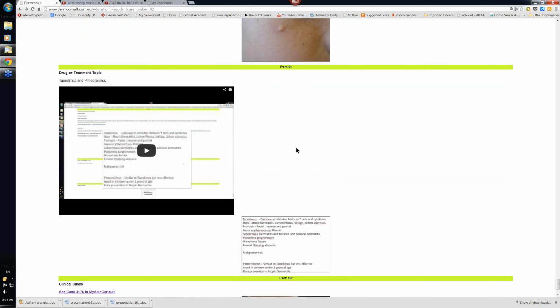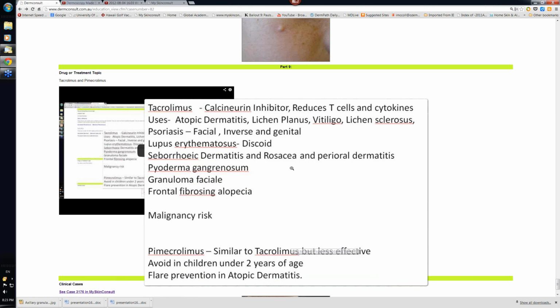The drug of treatment topic this week was going to be tacrolimus and pimecrolimus. These are the calcineurin inhibitors. You know, they're anti-inflammatory topicals that are non-steroidal. And they're used in a variety of conditions. They're in here because we use them in atopic dermatitis, especially on the face.